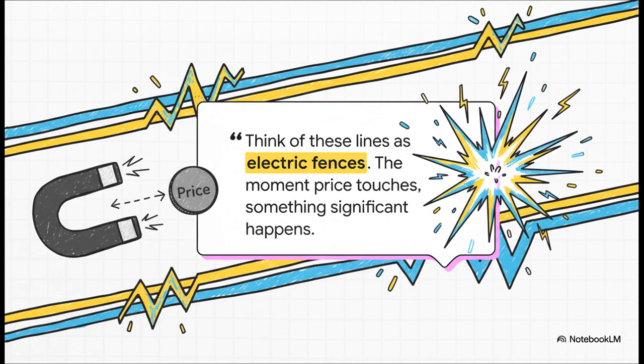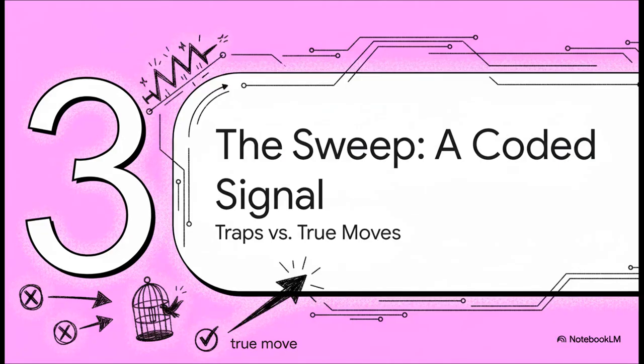I absolutely love this analogy. Think of these lines as electric fences. They're these boundaries where a ton of energy is just waiting to be released. Price is drawn to them like a magnet, and the second it touches that fence, zap, something big happens. So price touches that electric fence, now what? This is where we get to the absolute core logic of the script. We're talking about identifying something called the sweep.